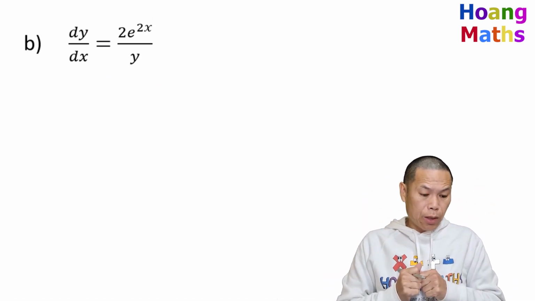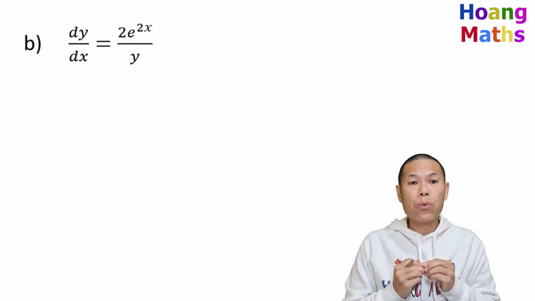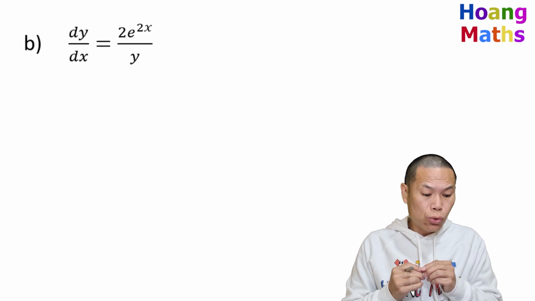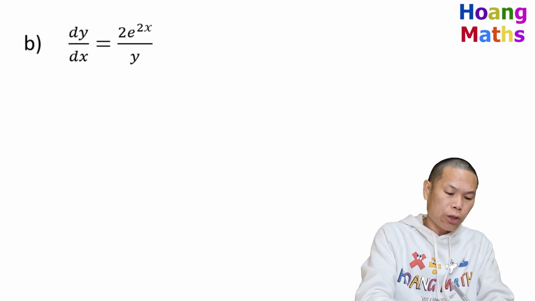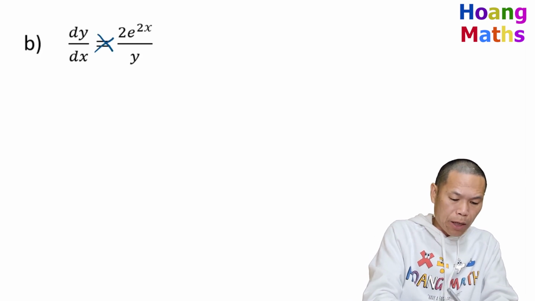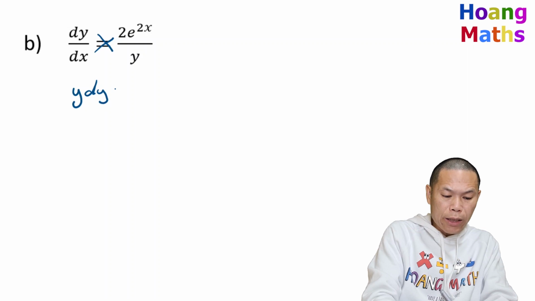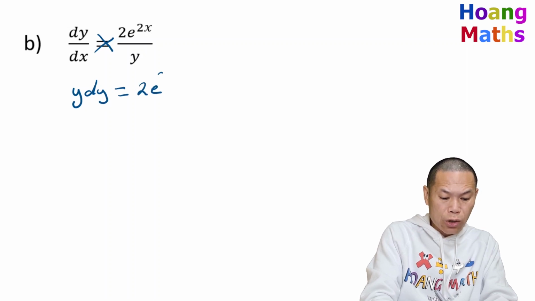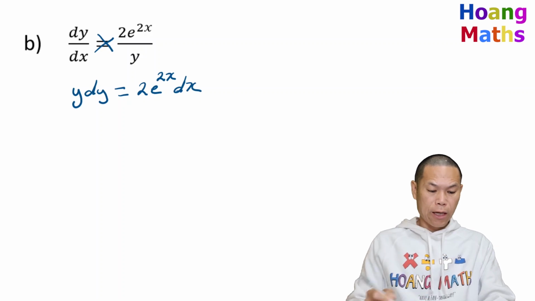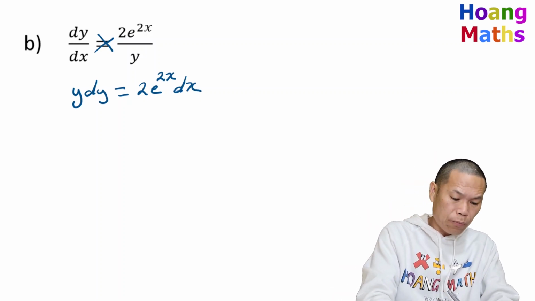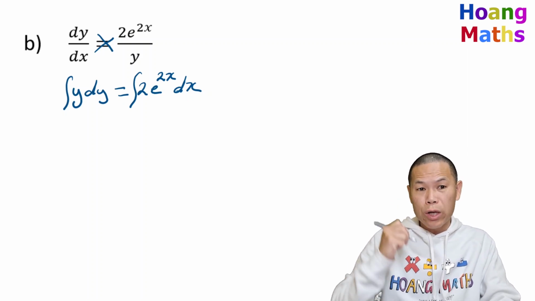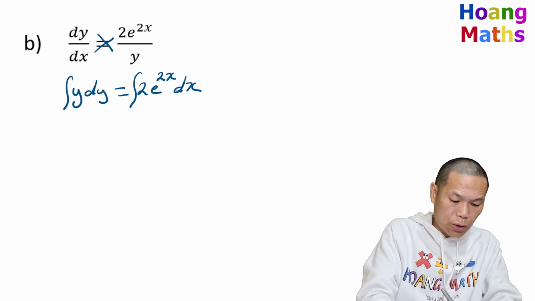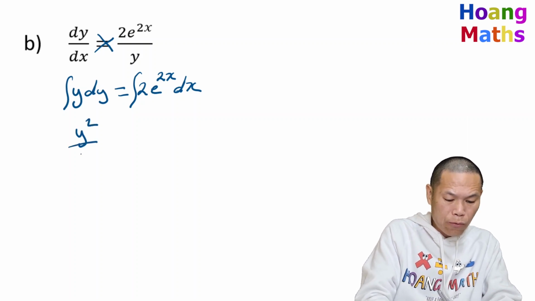Part B. Again, we just need to separate dy with y and dx with x first. So this is 2e to the power of x. So we make dx on the same side, so I just do cross multiply. So that becomes y dy is 2e to the 2x dx. Now just integrate both sides. So integrate this and integrate this. We integrate y dy, which gives y squared over 2.